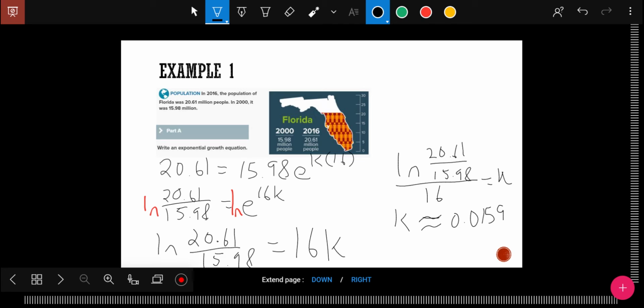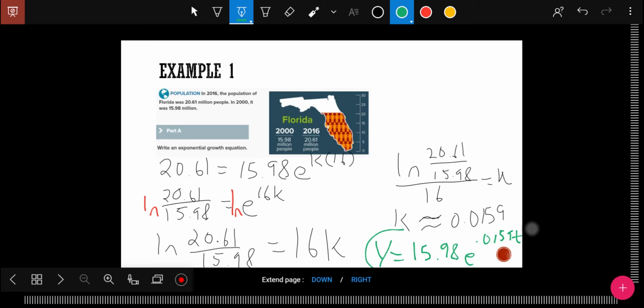Sorry about that interruption. k is, again, from the calculator, 0.0159. As for the whole equation, I'm going to write my final answer here as y equals 15.98 e to the 0.0159t. So that whole equation is my exponential growth equation, and that is what I'm going to use for part B.